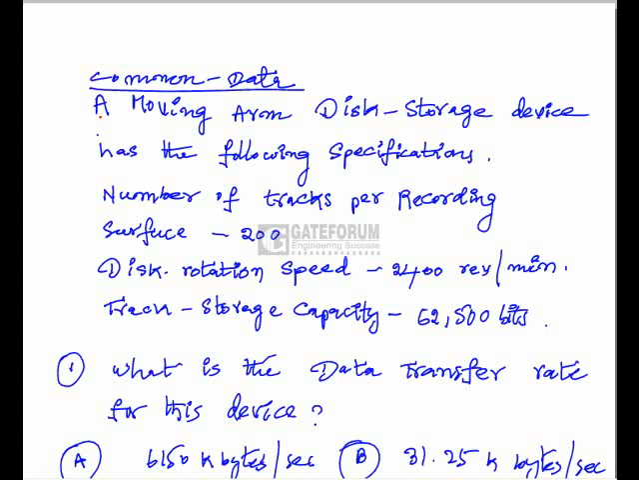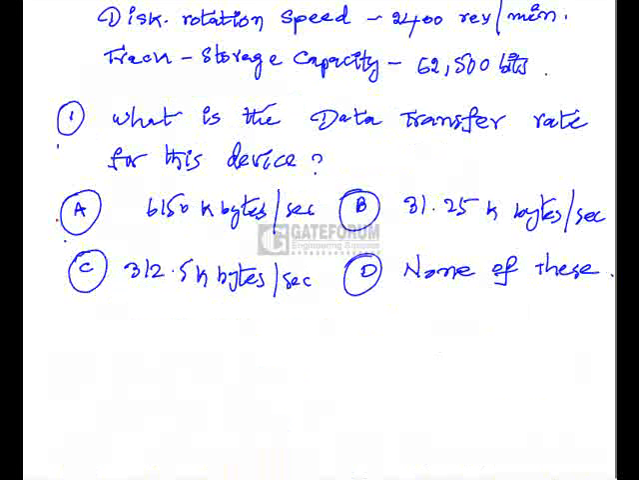One data question. The data given is a moving ARM disk storage device with the following specifications. Number of tracks per recording surface 200, disk rotation speed 2400 revolutions per minute, track storage capacity 62,500 bits. The first question on this data is, what is the data transfer rate for this device? The options given are A, 6,150 kilobytes per second, B, 31.25 kilobytes per second, C, 312.5 kilobytes per second, D, none of these.